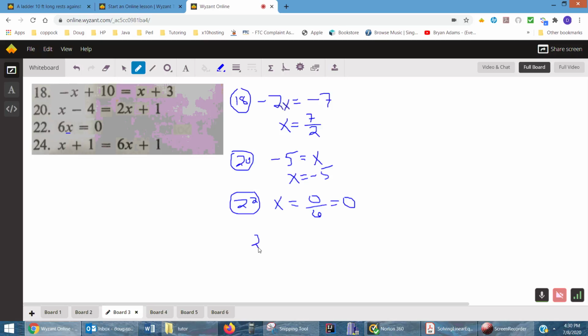And finally 24, this time I'll go back to putting the variables on the left. I'll have an x and a minus 6x is minus 5x. I'll have a 1 minus 1 when I transpose this 1 over or subtract 1, I'll get 0. The only way that this negative 5x can equal 0 is if x is 0. It's called the zero product property. You can write 0 divided by negative 5 if you want, but it's just like this number 22. 0 divided by 6 is 0.